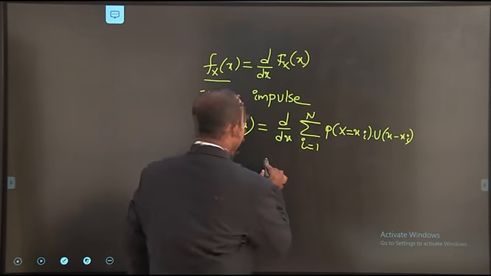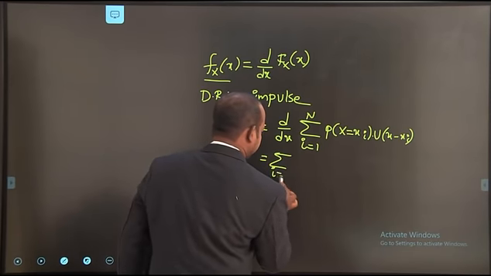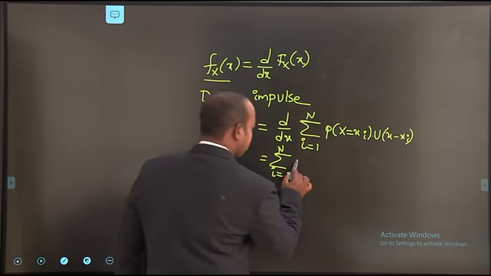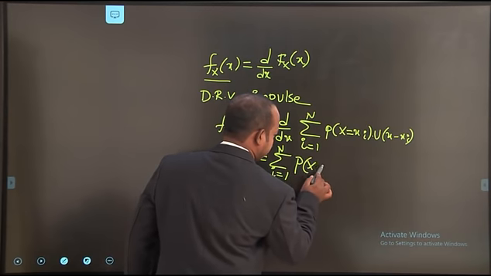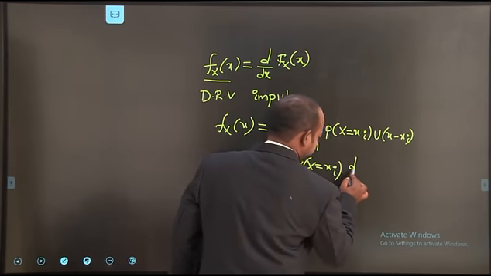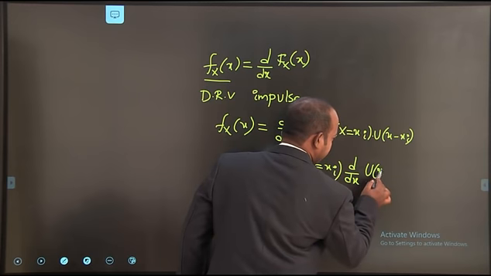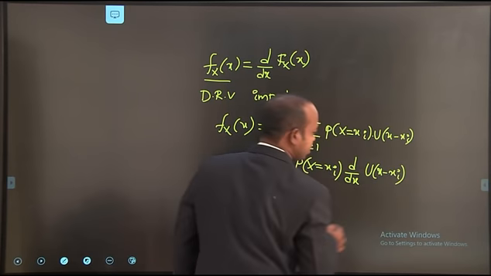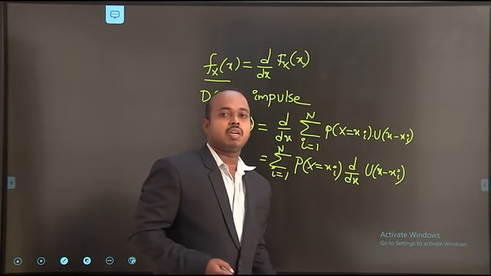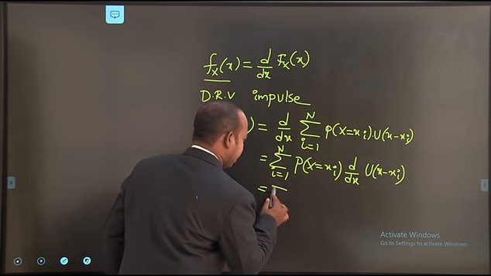Now I am simplifying this equation by moving the differentiation within the summation, i equal to 1 to n. The probability function is a constant, that's why I am writing that as is, and differentiating the step signal with respect to x, that is x minus xi. When applying this differentiation to a step function, it can be changed into an impulse function. I am rewriting the equation.